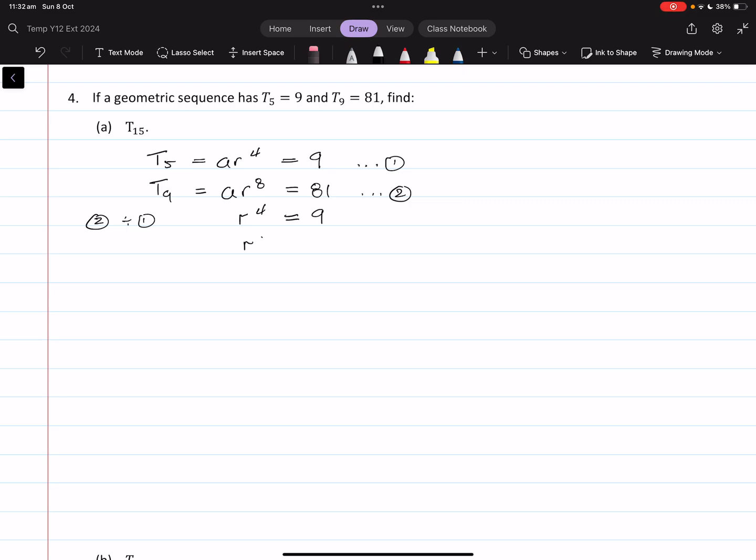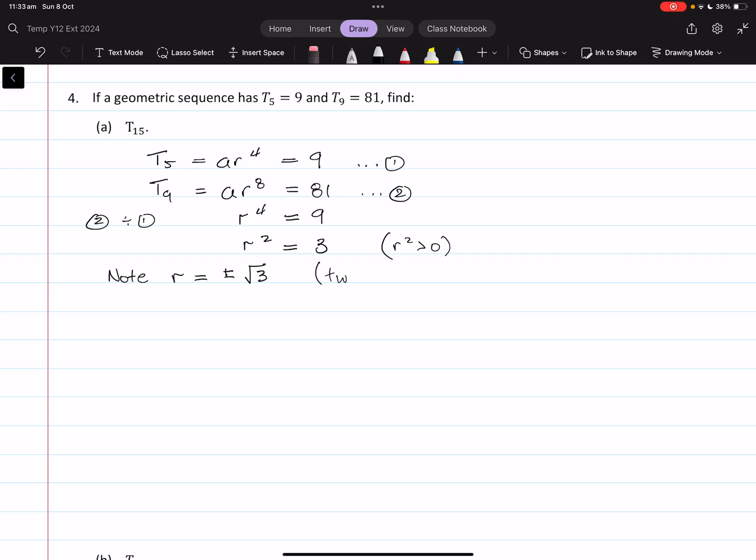So r squared, when I square root both sides here, would equal plus or minus 3. But because it is r squared, it would have to equal 3, because r squared is a square number, must be greater than 0. So I've taken the square root of both sides. You will notice here, I'm just going to write a note, that if I now find r itself, it could be plus or minus the square root of 3.